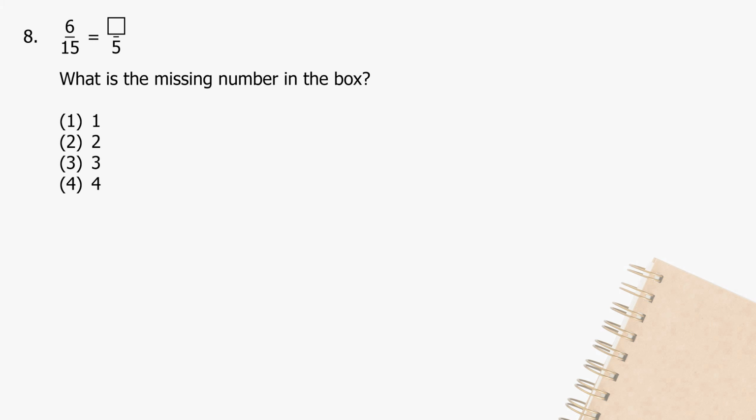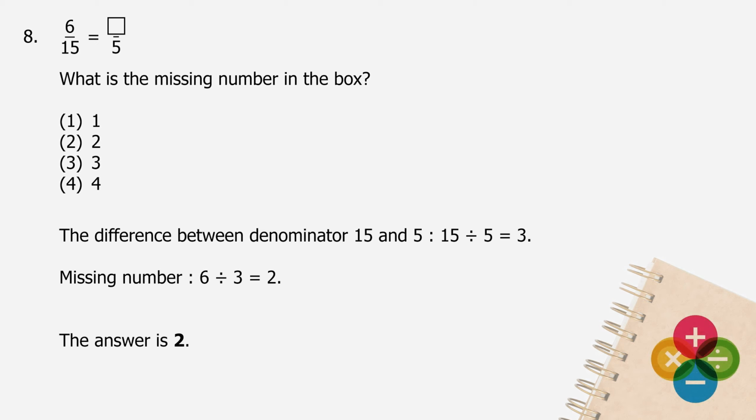Question 8. 6 over 15 is equal to missing number over 5. What is the missing number in the box? The difference between denominator 15 and 5 will be, divide 15 by 5, and the quotient is 3. The missing number will be, divide 6 by 3, and the quotient is 2. The answer is 2.